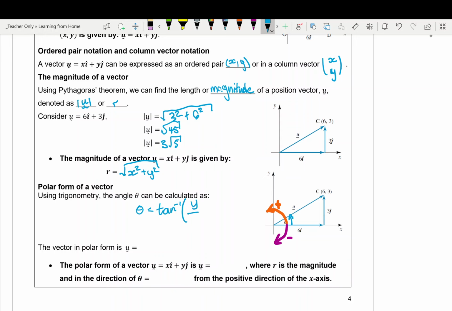of y over x. Now, where does this come from? It just comes from trigonometry. If this is our angle, our opposite is 3 and our adjacent is 6. So opposite over adjacent is going to be the y component over the x component. So in our case here, we'd have tan inverse of 3 on 6, which is equal to, I believe, 22. Let me check.